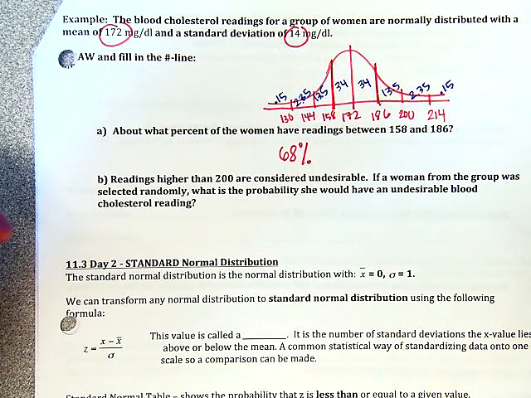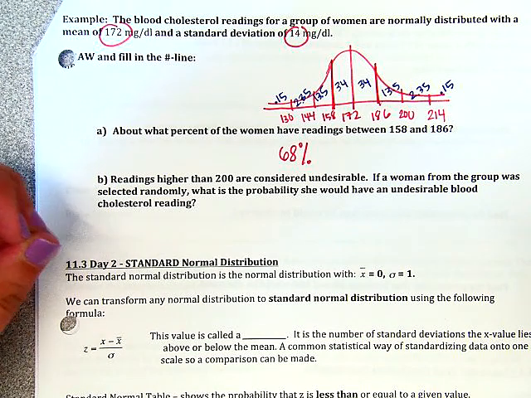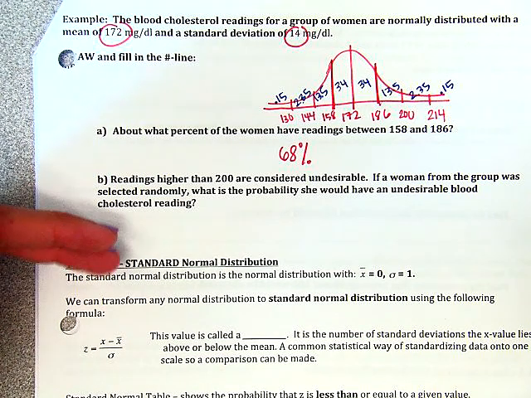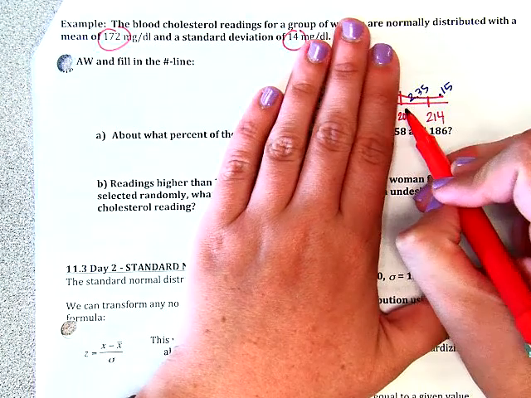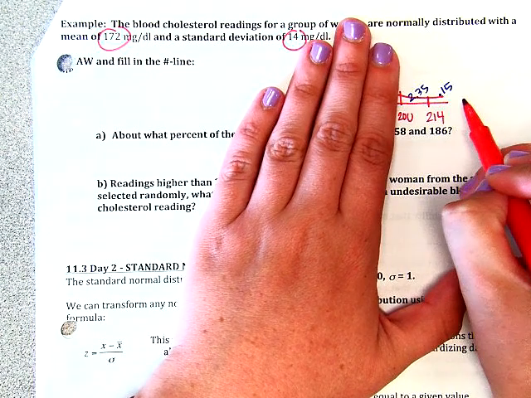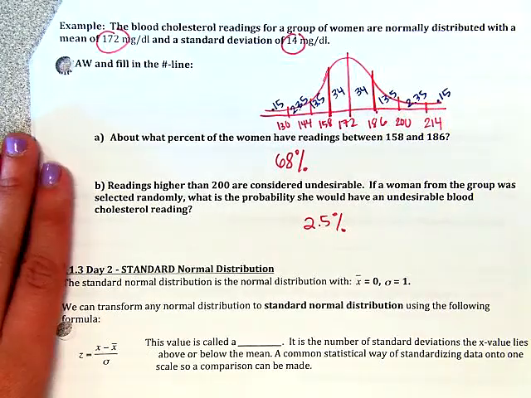Readings higher than 200 are considered undesirable. If a woman from the group was randomly selected, what's the probability she would have an undesirable reading? So they're asking, what is the probability that it's bigger than 200? I'd find 200 on here. Anything bigger than that is these two, and I add them together, and I get 2.5%.